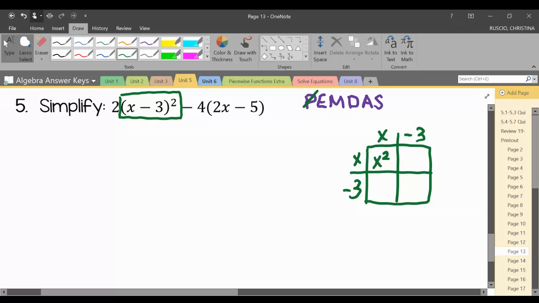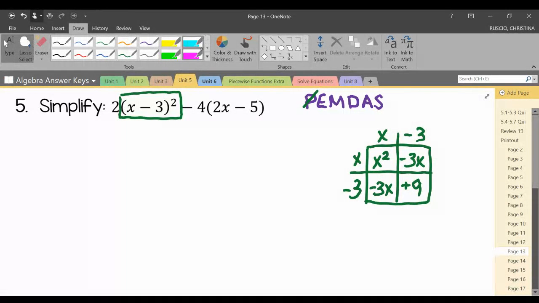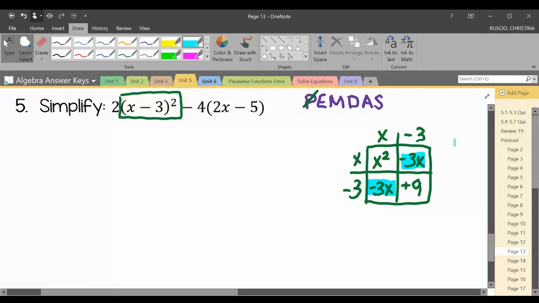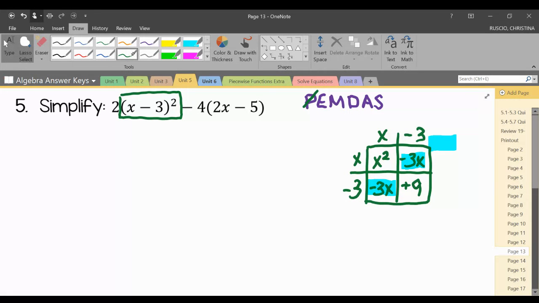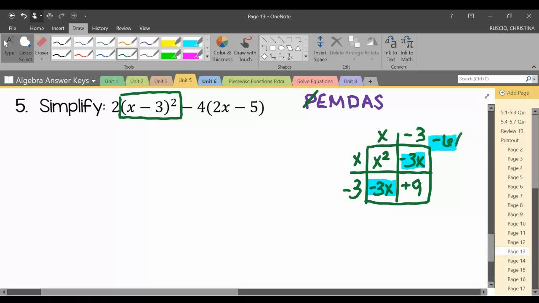Let's multiply it through. X times x is x squared. X times negative 3 is negative 3x. X times negative 3 is negative 3x, and a negative 3 times a negative 3 is a positive 9. Like terms, group those together, and we get a negative 6x. So what we just found is what is inside that box right there on the left is x squared minus 6x plus 9.